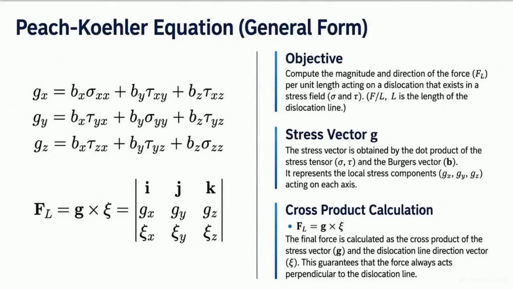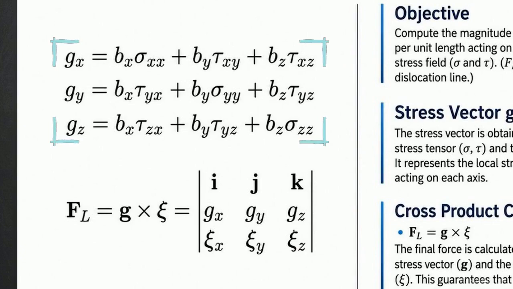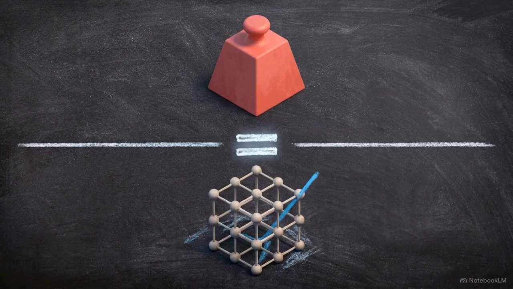It provides the framework to compute the force per unit length acting on a dislocation by utilizing a stress vector, g, to process the local stress components. By deriving this equation, we can mathematically demonstrate why different types of dislocations react in specific ways to the same external forces. This derivation serves as the key to translating macroscopic stress tensors into predictable microstructural defect motion.